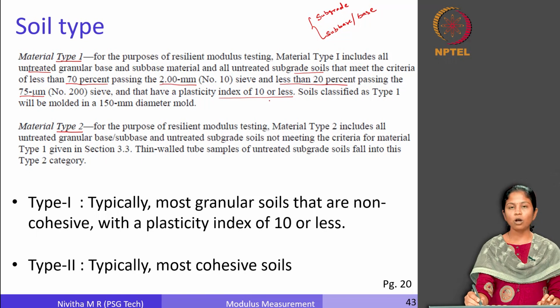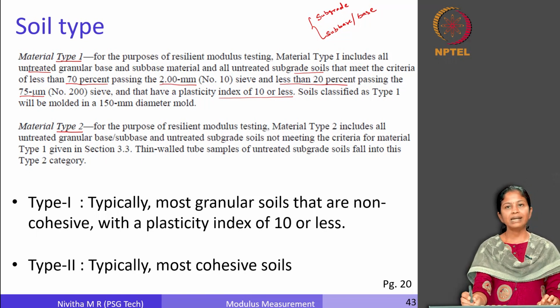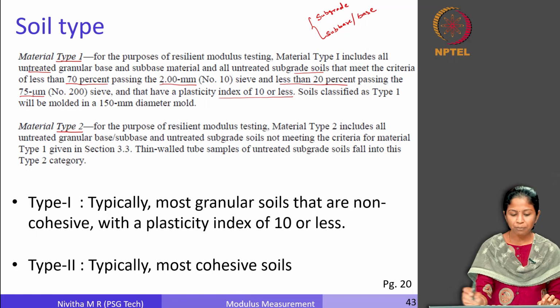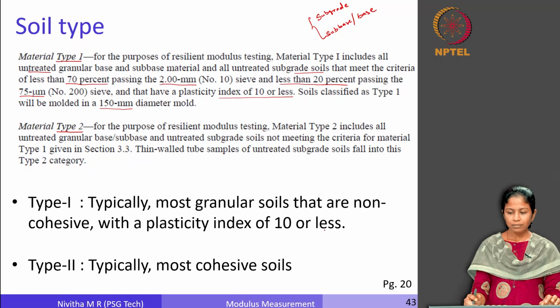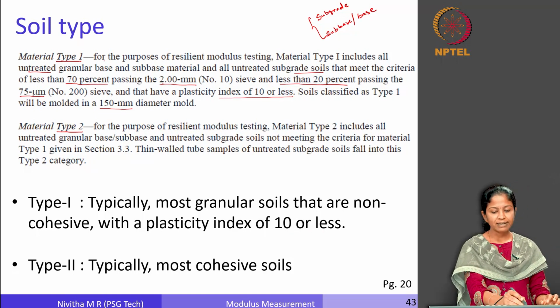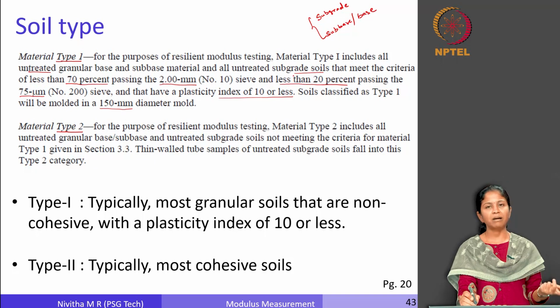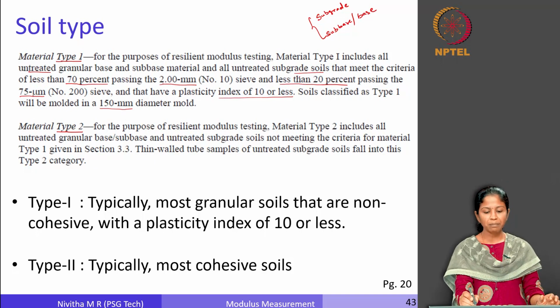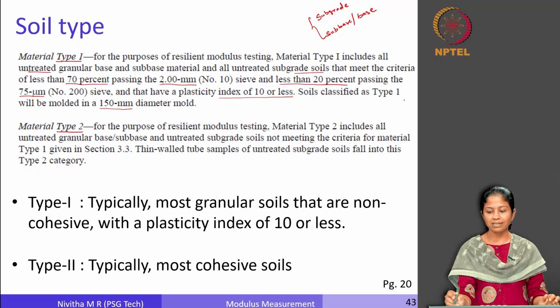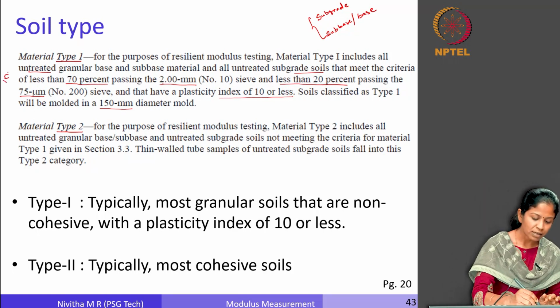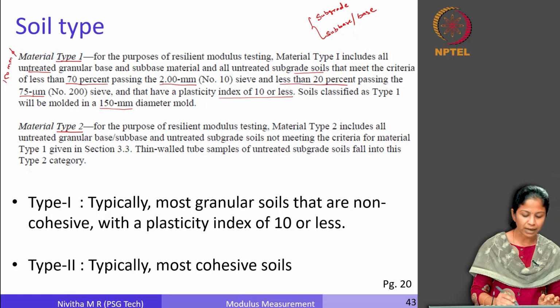So, if a soil has all these characteristics, it is classified as type 1, and all type 1 soils will be molded in a 150 mm diameter mold. Let me repeat, type 1 material is all untreated material; it could be a subgrade, subbase, whatever be the layer. All these materials which have less than 70% passing 2 mm and less than 20% passing 75 micron sieve and a plasticity index of 10 or less are classified as type 1. For all these, the mold size is 150 mm diameter.